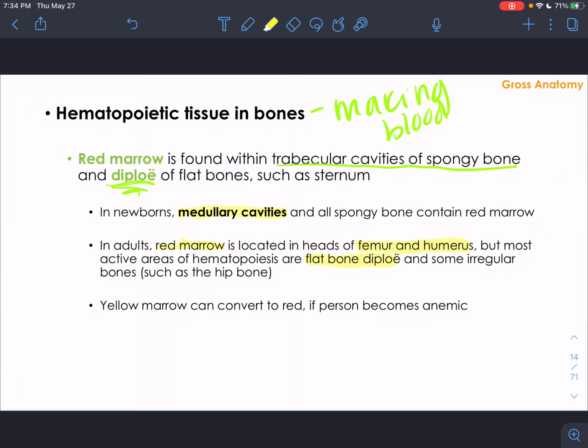Okay, so the flat bones with those little sandwiches, the diploe, spongy bone in the middle, is going to be responsible in adults for most of the red bone marrow, and the hematopoietic tissue. It's getting harder to say. Okay, and yellow bone marrow can actually convert into red if a person is anemic or is not producing enough red blood cells. You can see that their yellow marrow actually can turn into red marrow, which is interesting.